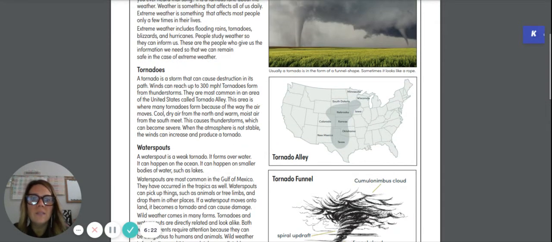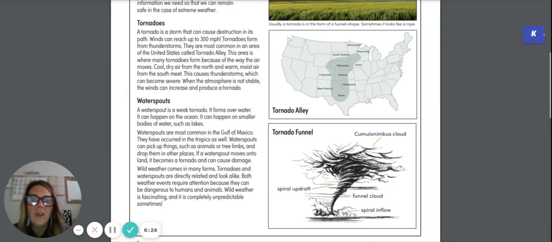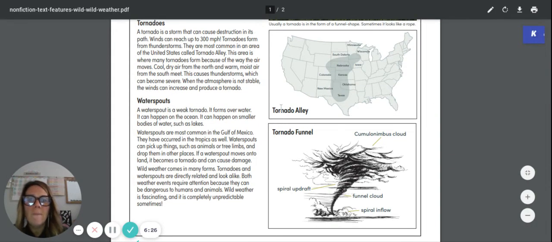Okay, now let's look at some other text features that we have. Okay, if you look here, we have a map. Again, this is a graphic organizer or a graphic display that helps me understand. So if I look here, it's talking about Tornado Alley, which is what we just read about. And see this darkened area right here? Yep, so that would be Tornado Alley. So now I can visually see where you would have to live in Tornado Alley, all right?